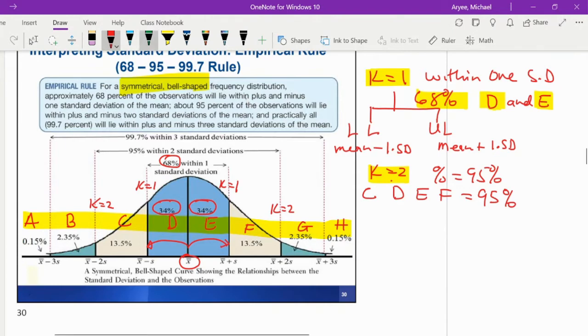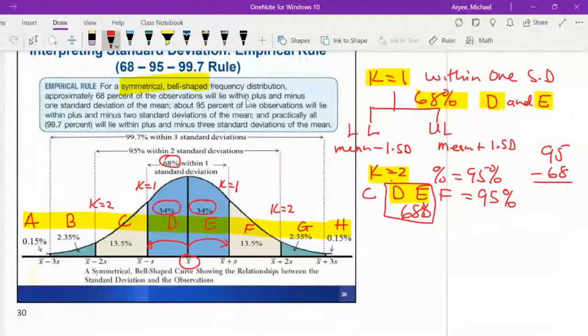Okay. We already know that D and E alone is 68%. So we need C and F. What you're going to do, take 95, subtract 68, that will give you 27. And then divide the 27 by 2, which gives you 13.5. So C is 13.5, F is 13.5. That's how the 13.5 was obtained.